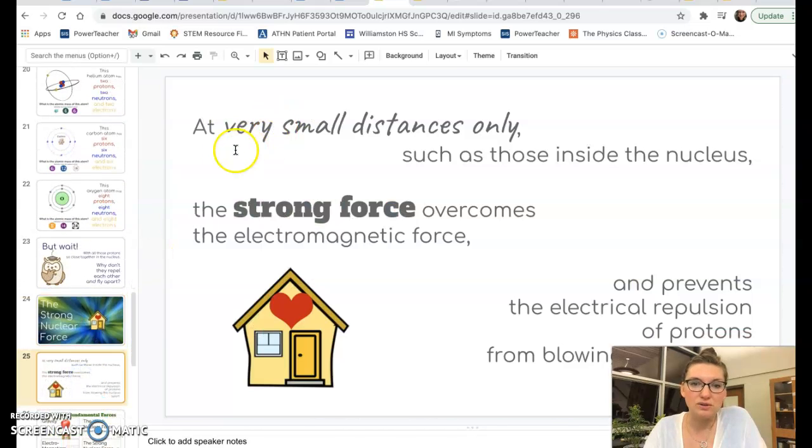So the strong nuclear force works only at super duper small distances, like the size of the nucleus of an atom, like really, really small distances. The strong force overcomes the electromagnetic force and prevents the electrical repulsion of protons from blowing the nucleus apart.